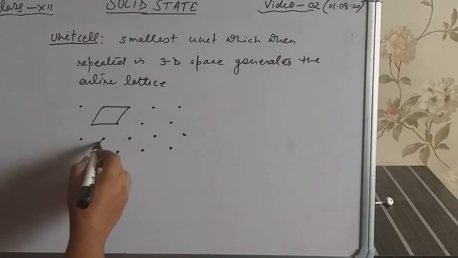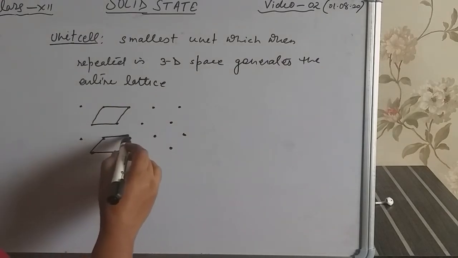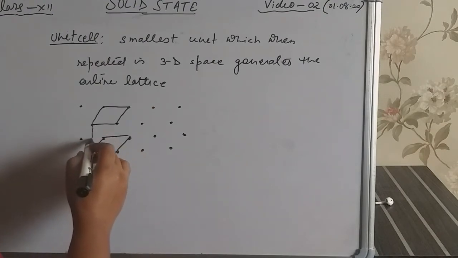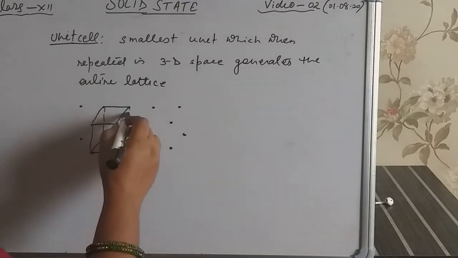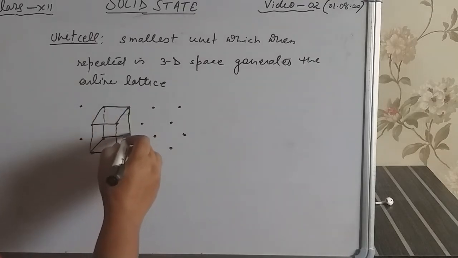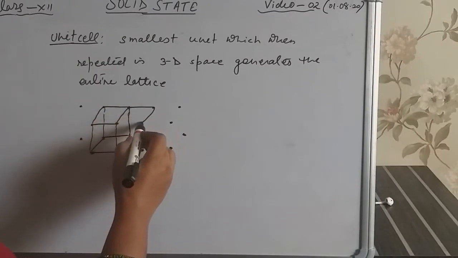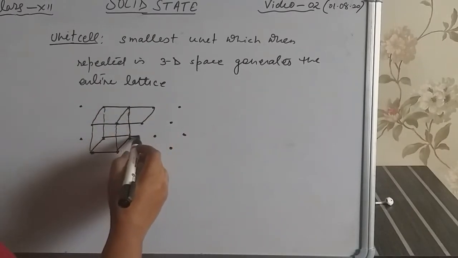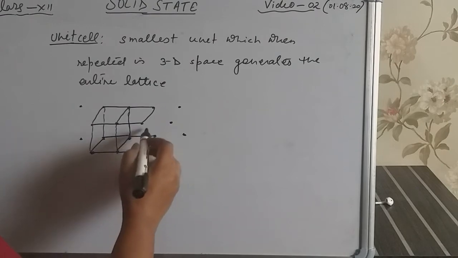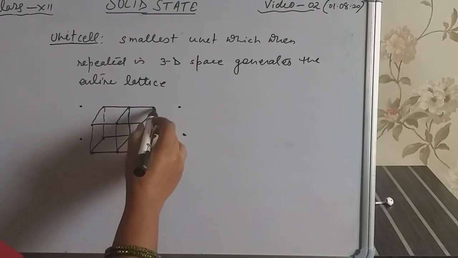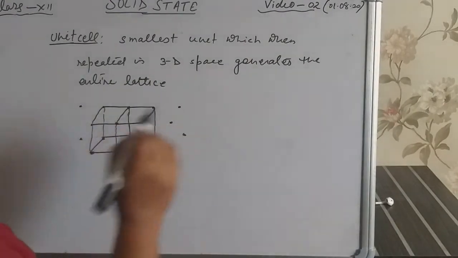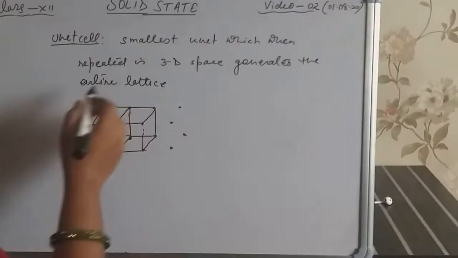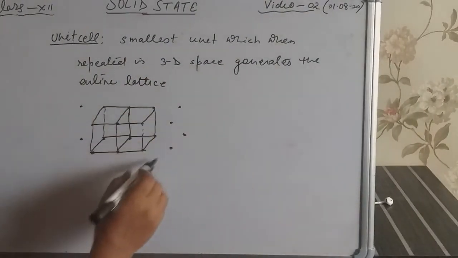So see, students, in this way generation of the lattice takes place. Another lattice is like this, and so on, so it generates the entire lattice. The smallest unit which, when repeated in 3D space, generates the entire lattice.